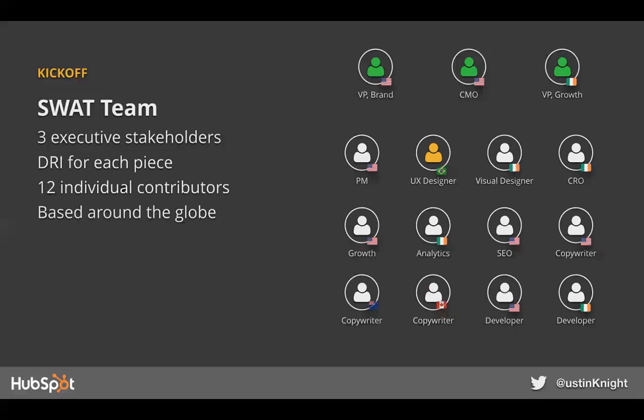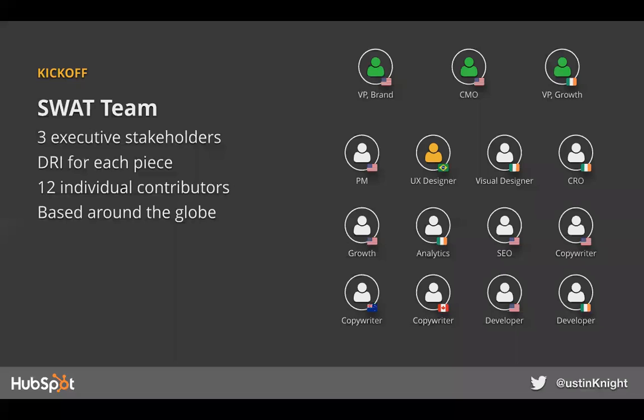And another cool thing about this is that we were all based around the globe. So we had a bunch of people in our US headquarters, some people remote from California. In the US, we had a bunch of people from Dublin, Ireland. We have an office over there. And then we had individuals that are remote. I'm in Brazil. I designed the entire UX for this project from Brazil. We had copywriters in Canada and New Zealand. So there was some really cool international collaboration that happened here.